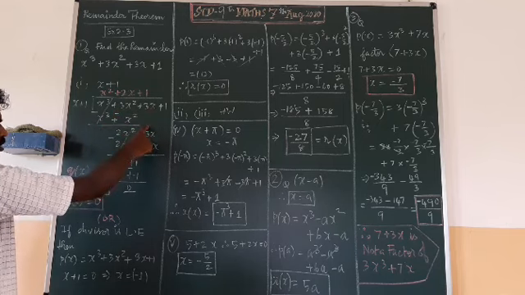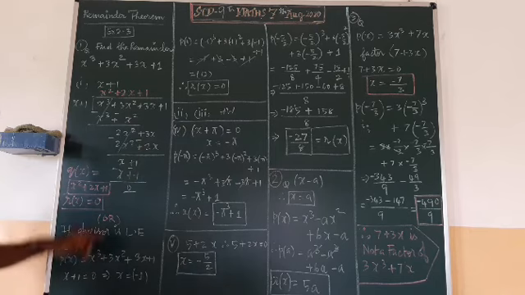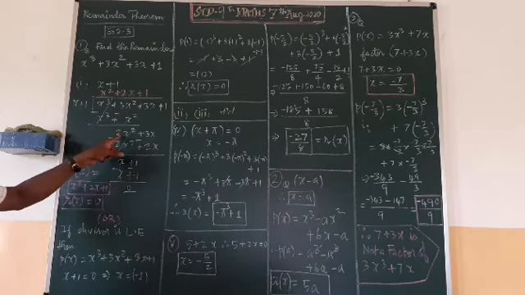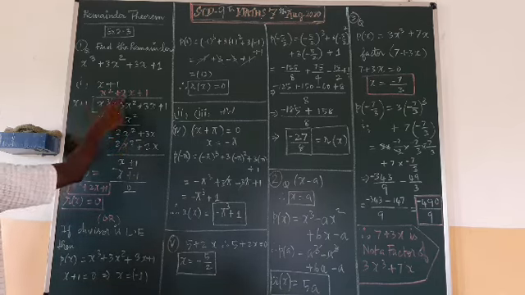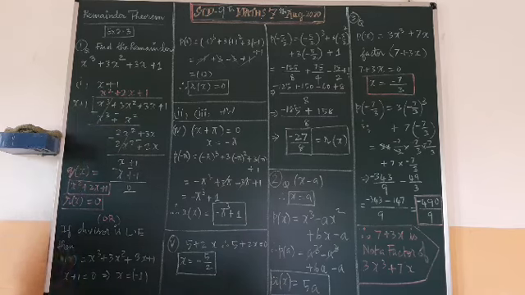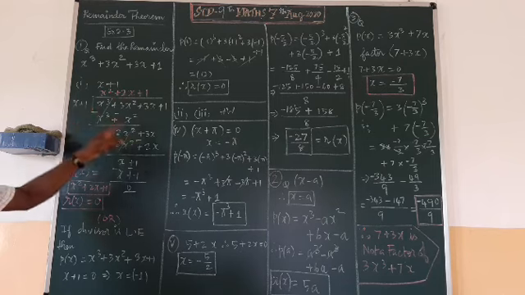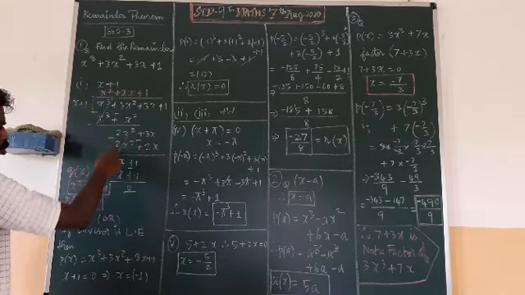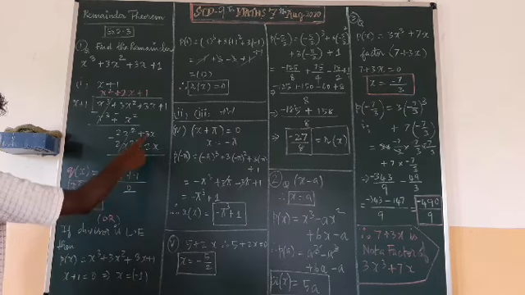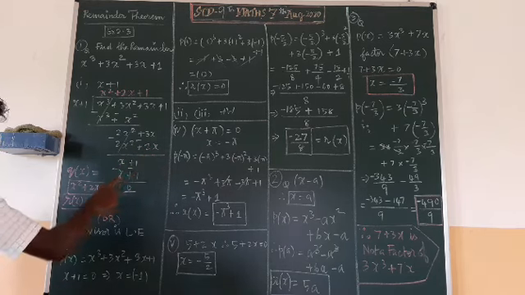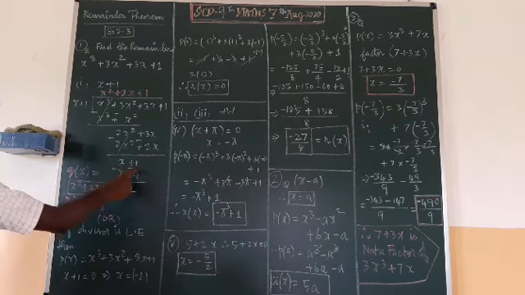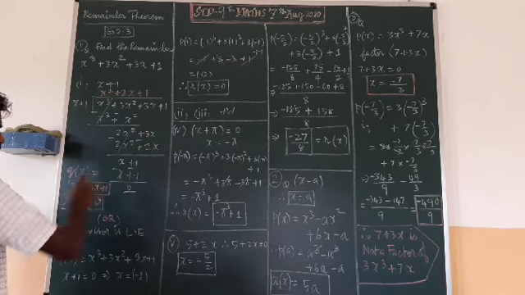Bring down the next term, 3x. Then see, the first term is 2x square. What do you have to multiply? 2x I am multiplying. 2x square is there, and the second term as it is, plus 2x, under the x term I am writing. Then changing the sign, these two will be cancelled. 3 minus 2 equals 1. That is 1x, and bring down this 1 as the next term.